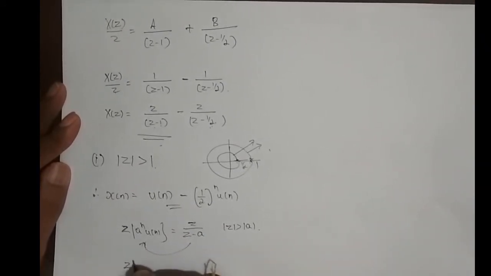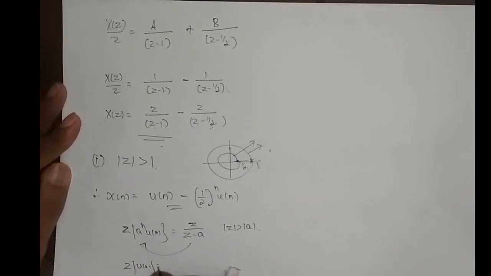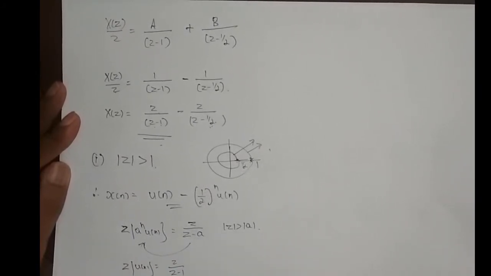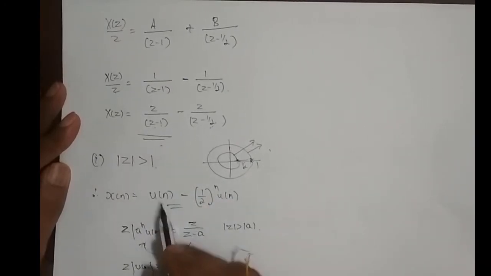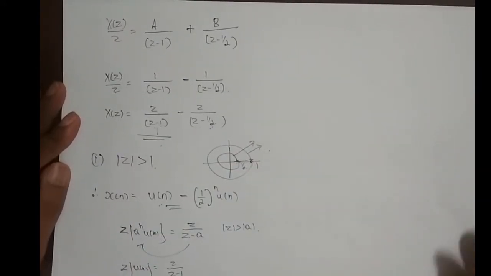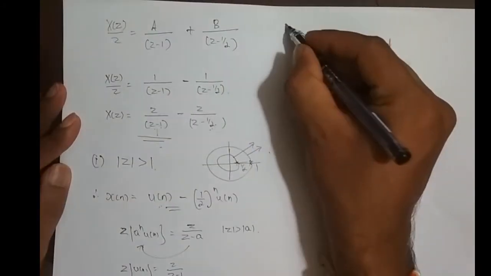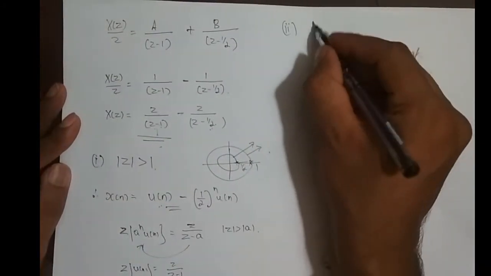Okay. Similarly, the z transform of u[n] is z divided by z minus 1. The inverse z transform of z divided by z minus 1 is u[n]. That's what I wrote here. Fine. So the second ROC is magnitude of z less than 1 by 2.